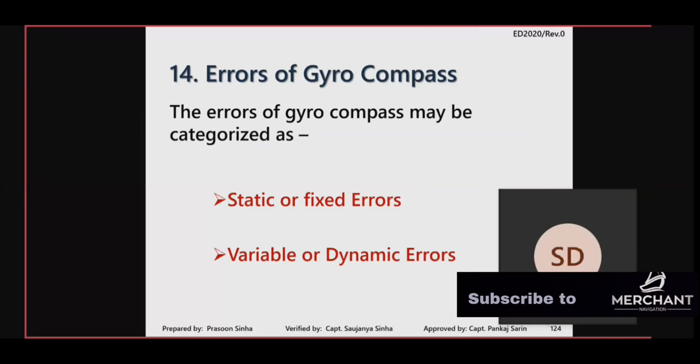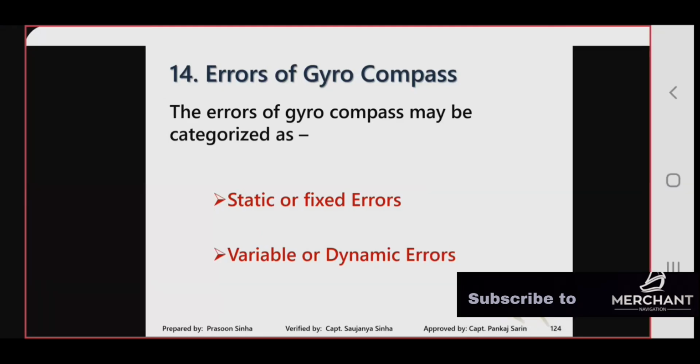Give me a minute. Okay, so here are the two categories of errors: static or fixed. The other one is variable or dynamic. Now static, as we said, is going to remain fixed no matter what. No matter which heading the ship is going, no matter where she is, whether on equator or on higher latitudes, either south or north, it will always be the same by name and by magnitude. 2 degrees east means it will always remain 2 degrees east.